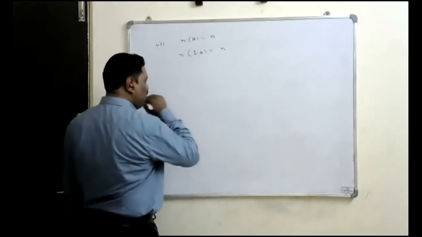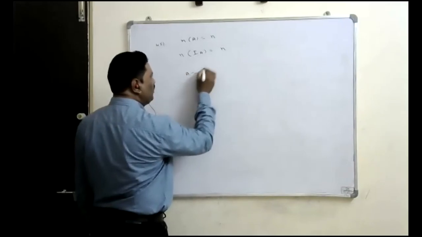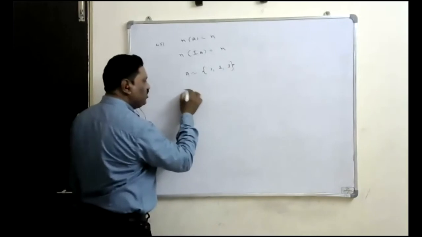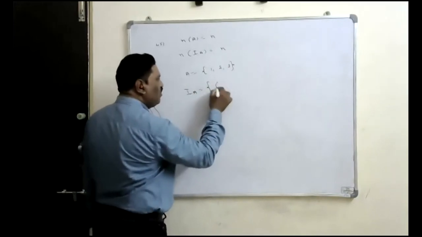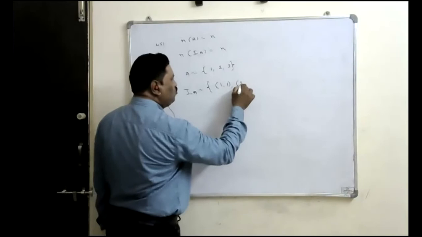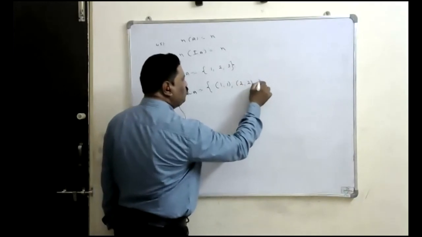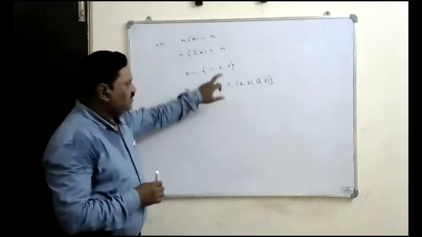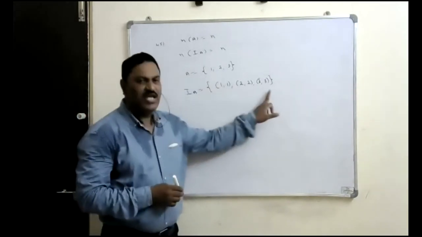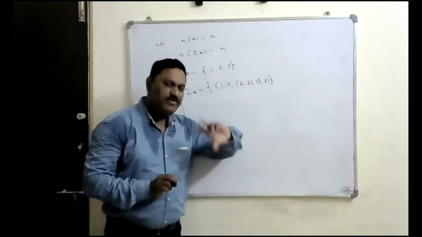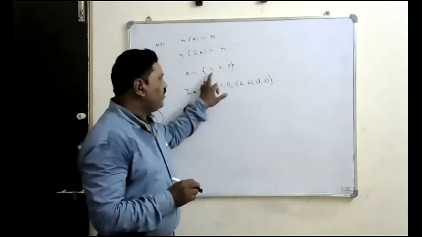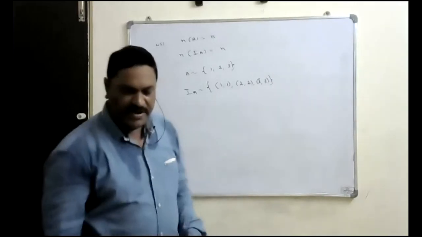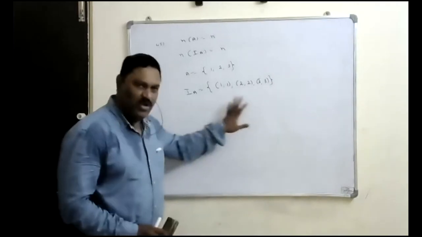Suppose A is equal to 1, 2, 3. Then its identity relation I_A is: 1 related to 1, 2 related to 2, 3 related to 3. This is the identity relation. It means if the set has 3 elements, the identity relation also will have 3 elements, because every element should be related to itself only. Corresponding to every element we get one ordered pair. That's why the number of elements in the identity relation is also n only.